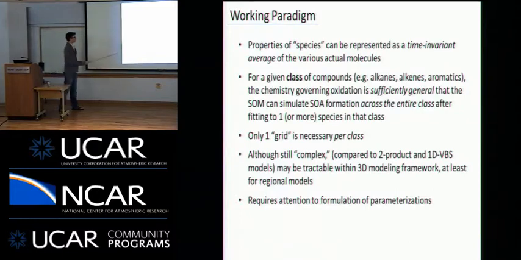And our hope is that although this is still complex, at least compared to two-product and the static VBS models, it may be tractable within a 3D modeling framework, at least for regional models. And we're working actually to put this into a regional model now. But of course, this does require careful attention to the formulation of our parameterizations. And this is where the work that I've been doing here is very important, because by comparing with GECKO, we're able to get a better sense of how good these parameterizations are that we've been developing.